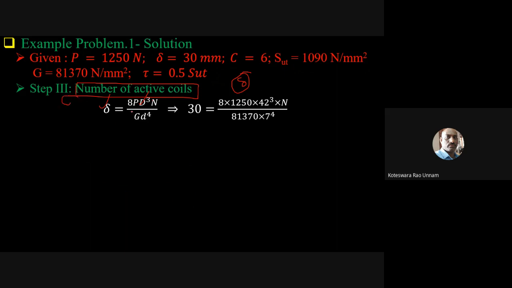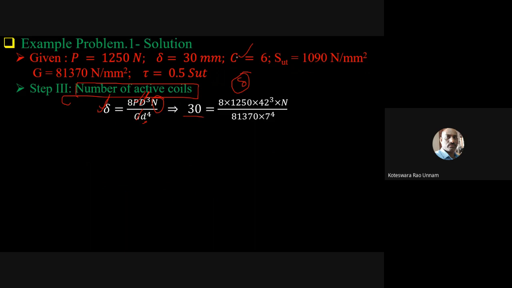Either way I can use the formula, it doesn't matter, because at this point of the solution we already know the C value, and we know the capital D as well as small d. It doesn't matter in whichever form you use that formula. So this is the formula for our deflection, delta equals 8PD cube n by Gd power 4. In that, we know delta, P, D, capital G, and small d also. The only unknown is n. So now I can solve for the number of active coils, which is denoted by n.